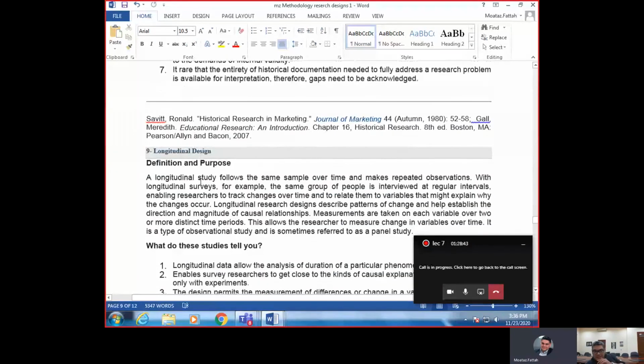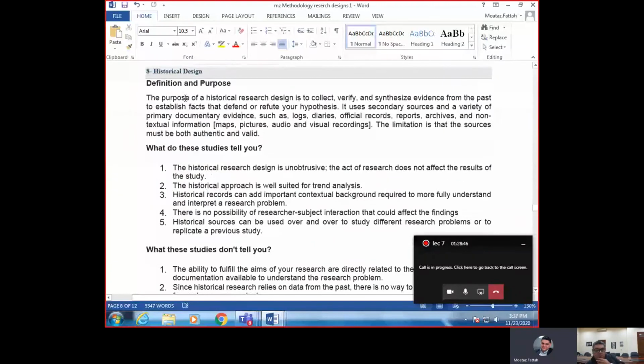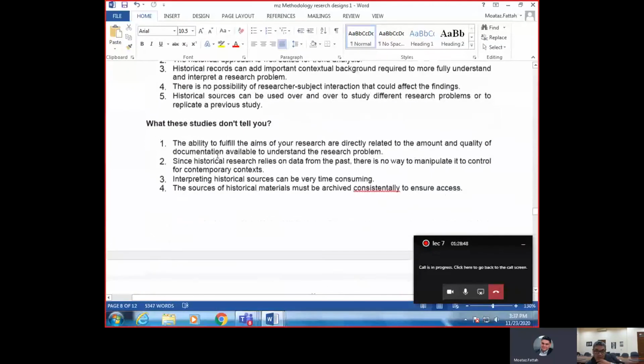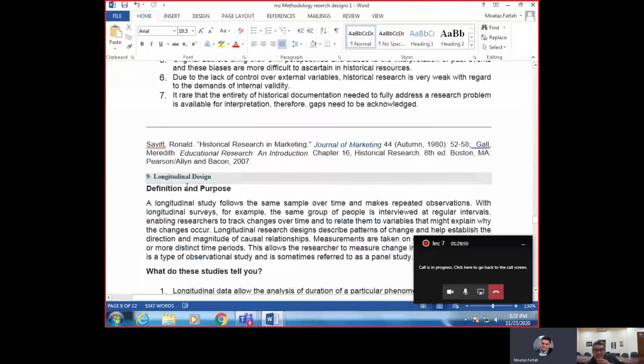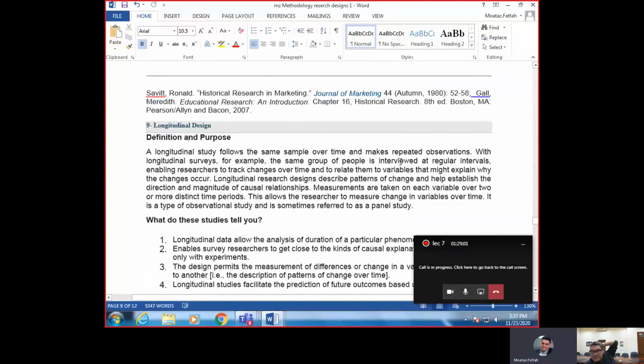Longitudinal design. You can call this the qualitative design of time, and this is the quantitative. A longitudinal study follows the same sample over time and makes repeated observations, like a survey, but you are doing the survey at different points of time. For example, the same group of people is interviewed at regular intervals, enabling researchers to track changes over time and to relate them to variables that might explain why those changes occur.